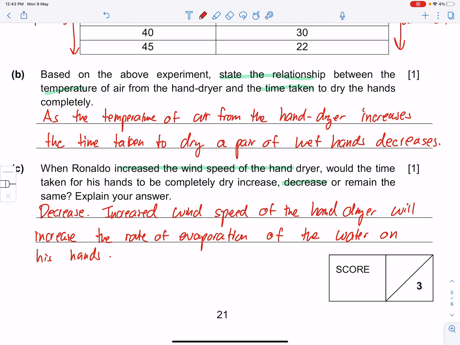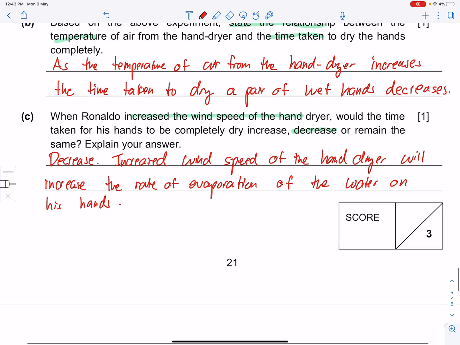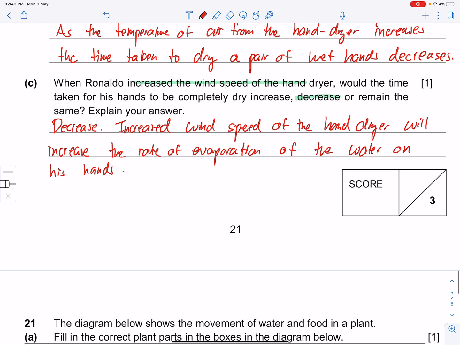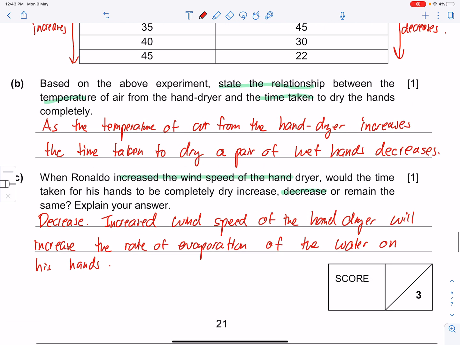Obviously, when you evaporate at a faster rate, his hands would dry faster. Now for the next question, I'm not going to talk about it because it's not being tested, so we will skip that. We have not learned about that. So that's the end of it.